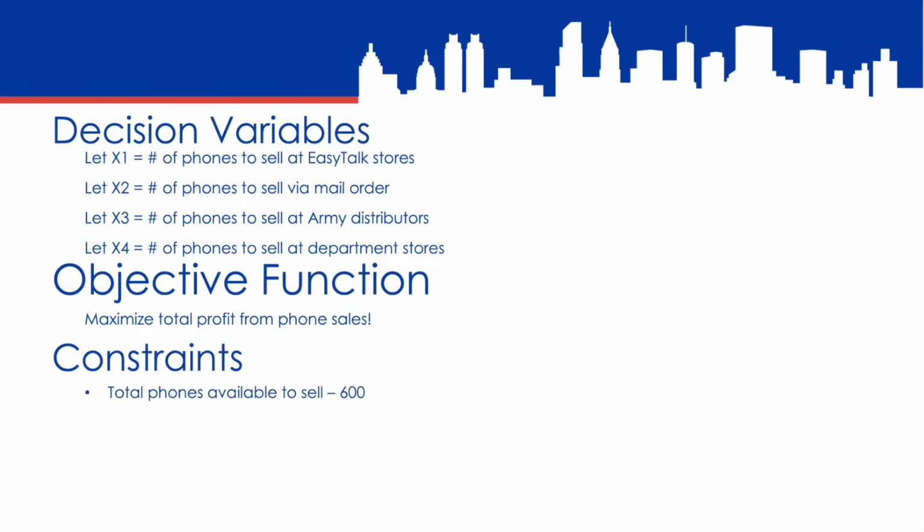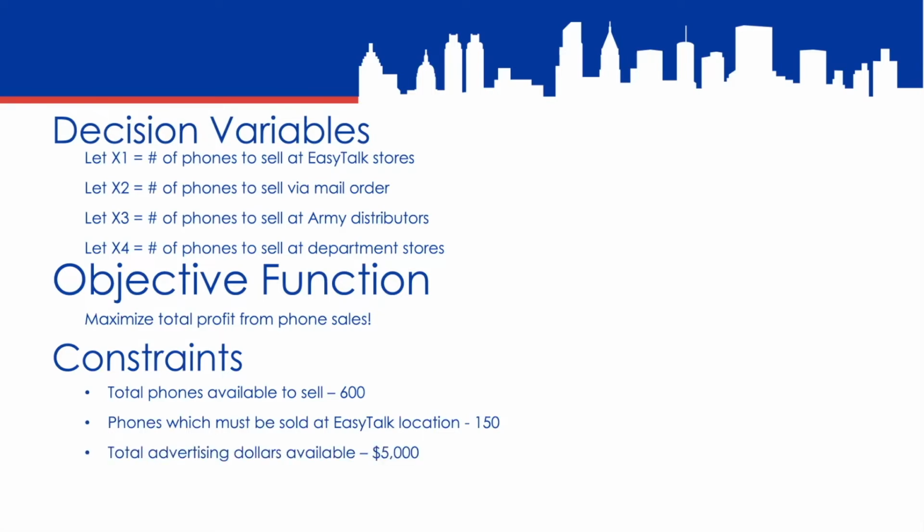Constraints. Total phones available to sell is 600. Phones which must be sold at an EasyTalk location, 150. Total advertising dollars available, 5,000. Total sales hours available, 1,800.